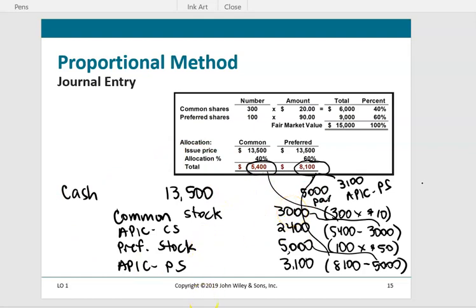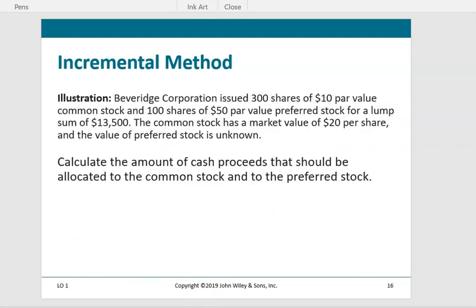and preferred stock. Let's take a look at a slightly different problem. Beverage Corporation issued 300 shares of $10 par value common stock and 100 shares of $50 par value preferred stock for a lump sum of 13,500. So here nothing is different. Now the common stock, we know the market value is $20 per share, but we don't know the market price of the preferred stock. So it's not actively traded. We don't know what it is.